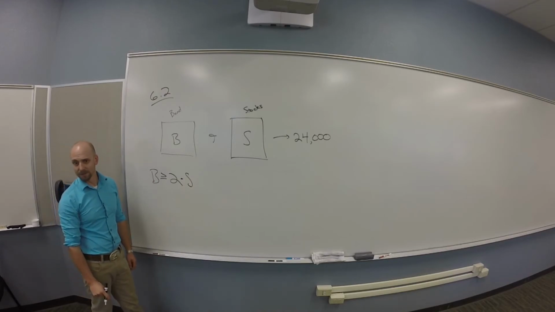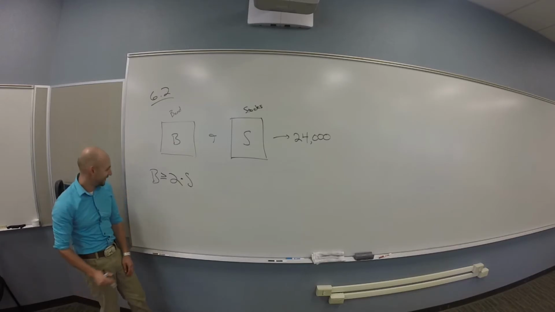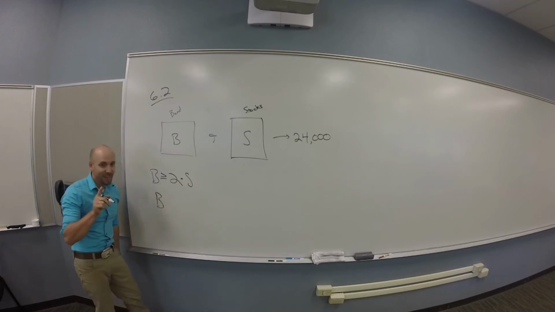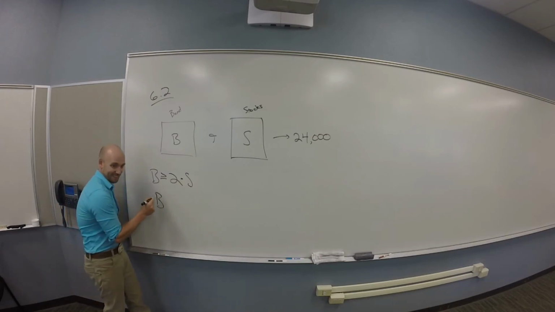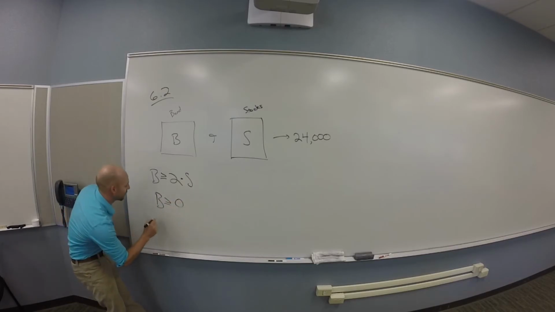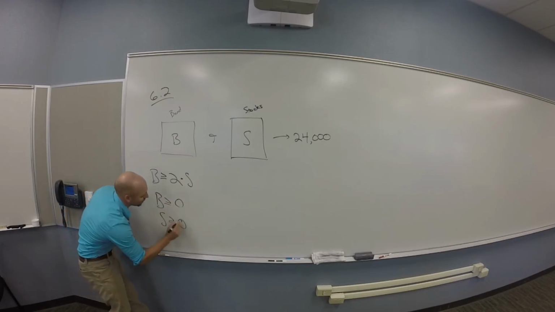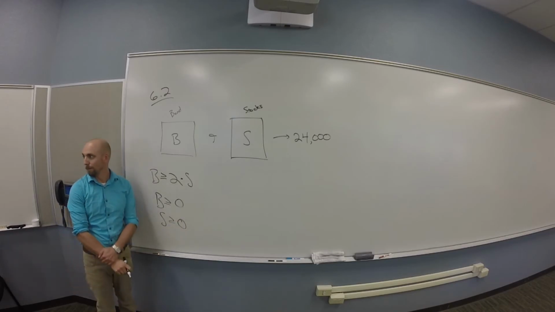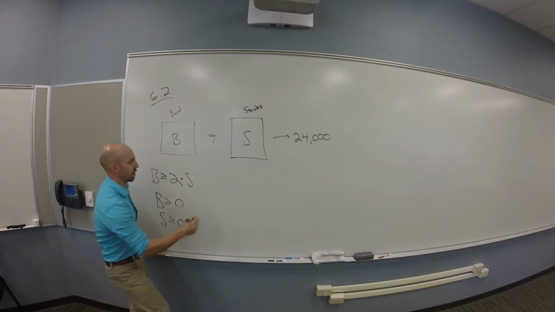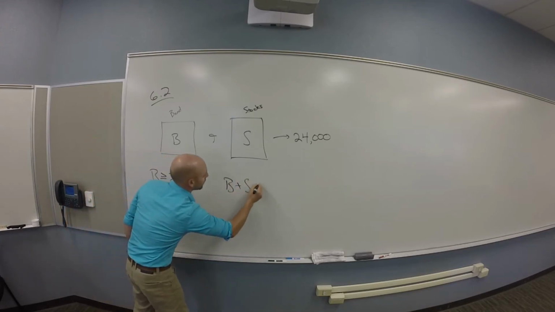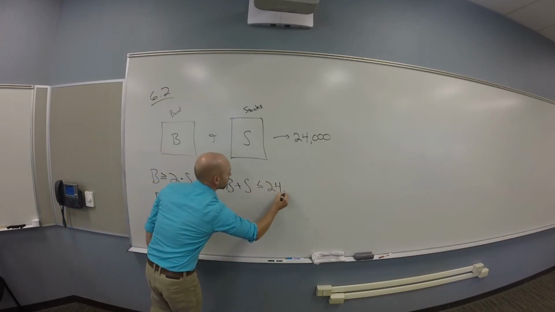What else is there? You can't pull money out of the bonds or stocks. You can't invest anti-money, right? So the amount he puts in bonds is going to be bigger than 0, and the amount he puts in stocks is going to be bigger than 0. What else? Maybe B plus S is less than or equal to 24,000. Okay, good.